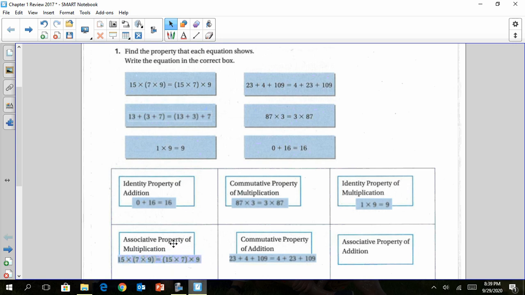The associative property using addition would be 13 plus the quantity of 3 plus 7, is the same as regrouping it: 13 plus 3 first and then adding 7. If you're still struggling with properties, you can go back to lesson 1.3 and review that lesson there.